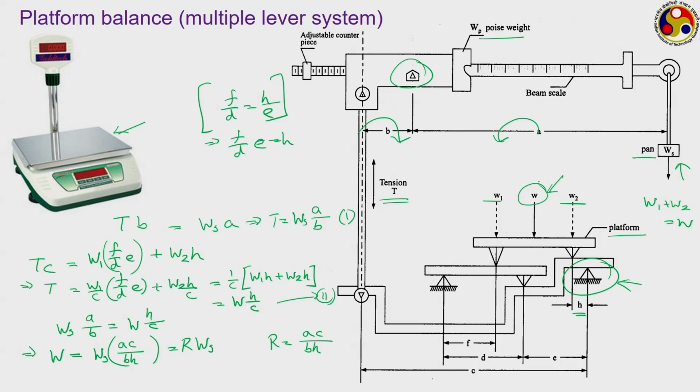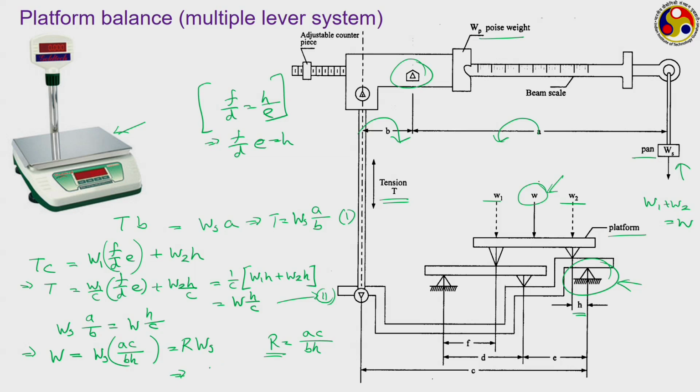This is sometimes called the scale multiplication factor or scale multiplication ratio. So, again by adjusting the values of all these A, B, C and H, we can keep on varying this value of R, and once for a given system if we know the value of R, then we can easily adjust the value of Ws to get the system back into balance and then get the corresponding value of W.